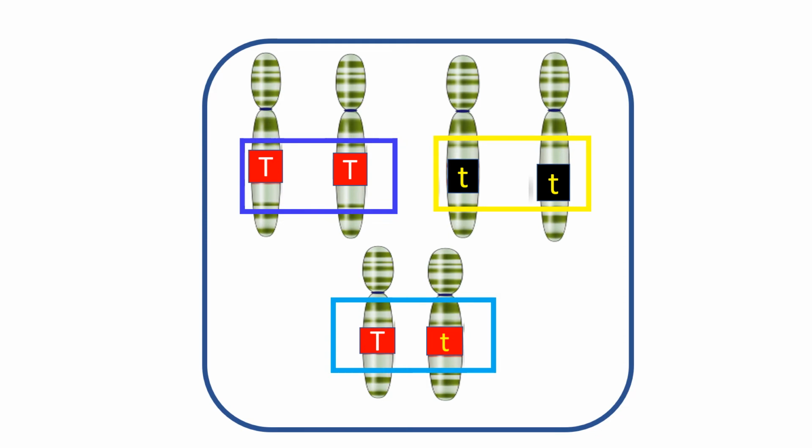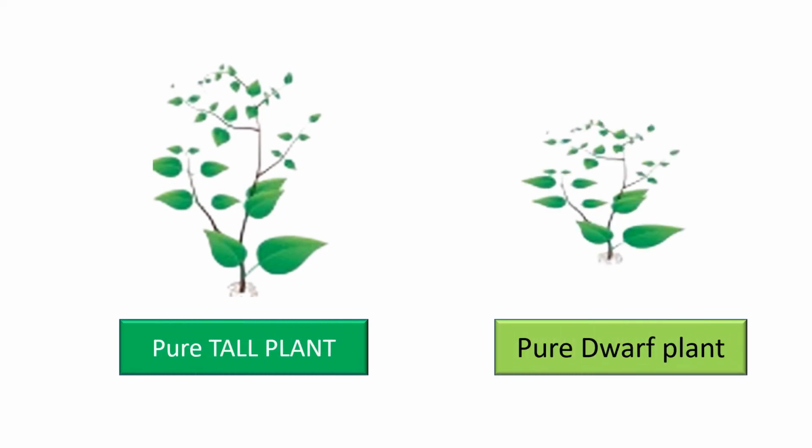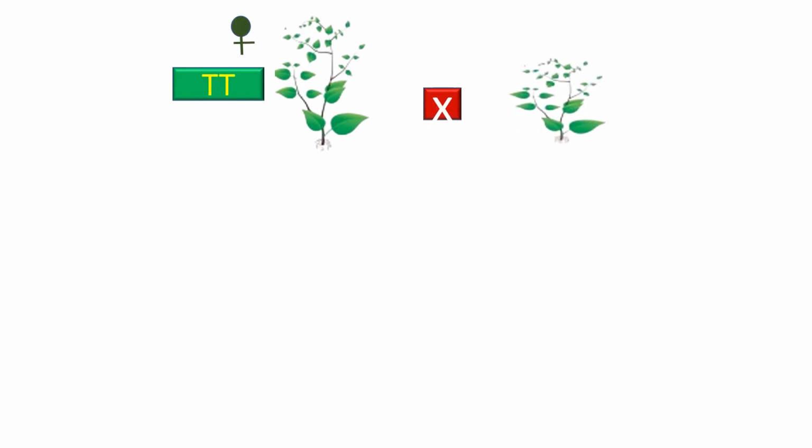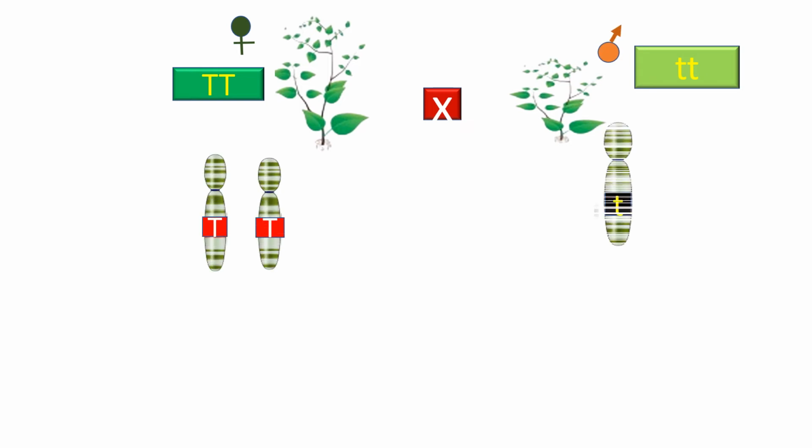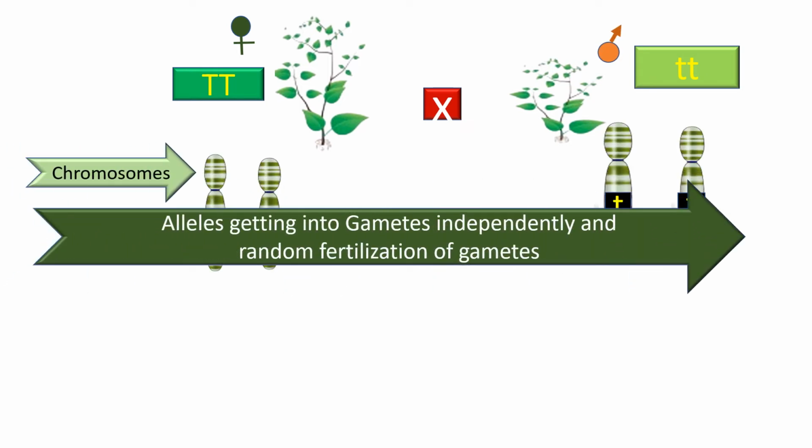Let's clarify Mendel's results further, with the knowledge of chromosomes and alleles discovered by other scientists later. P0 plants bear homozygous alleles. Homozygous dominant alleles. Homozygous recessive alleles. When 2 P0 plants are crossed, all the members of the progeny are heterozygotes. Pure tall plant, pure dwarf plant. Chromosomes. Alleles getting into gametes independently, and random fertilization of gametes.